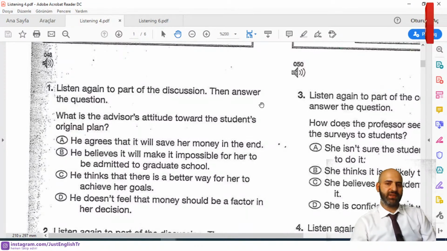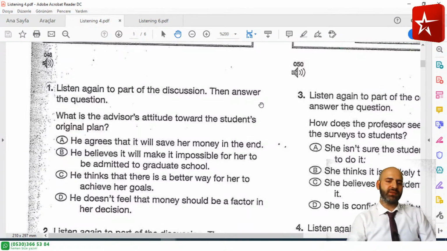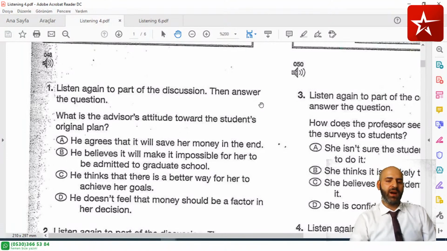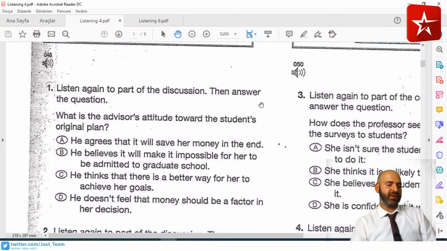So guys, do you understand the question? What is the advisor's attitude toward the student's original plan? Answer A says he agrees that it will save her money in the end. Answer B says he believes it will make it impossible for her to be admitted to graduate school. C, he thinks that there is a better way for her to achieve her goals. Or D, he does not feel that money should be a factor in her decision.